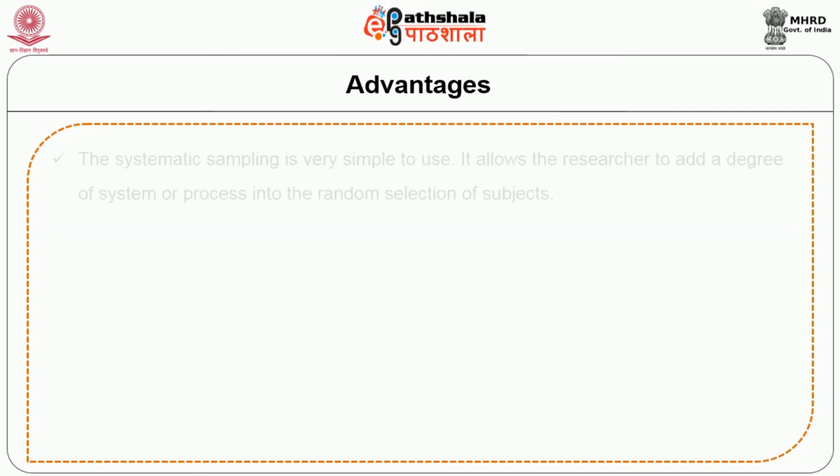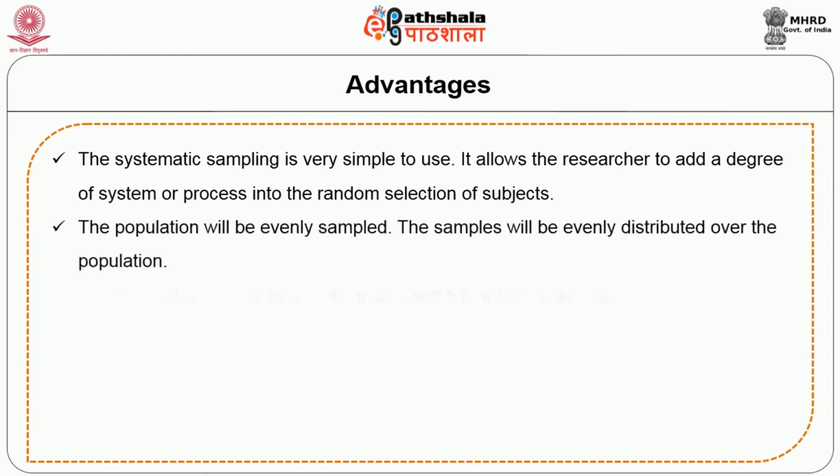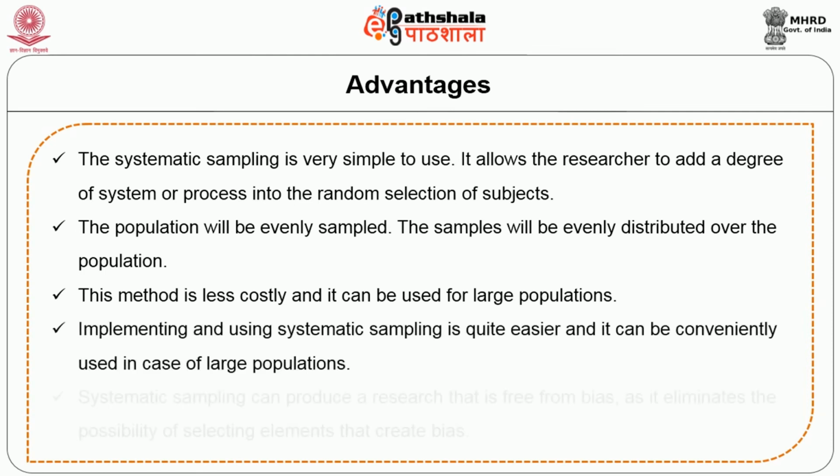Its advantages are: systematic sampling is very simple to use. It allows the researchers to add a degree of system or process into the random selection of subjects. The population will be evenly sampled. The samples will be evenly distributed over the population. This method is less costly and it can be used for large populations. Implementing and using systematic sampling is quite easy and it can be conveniently used in the case of large populations.